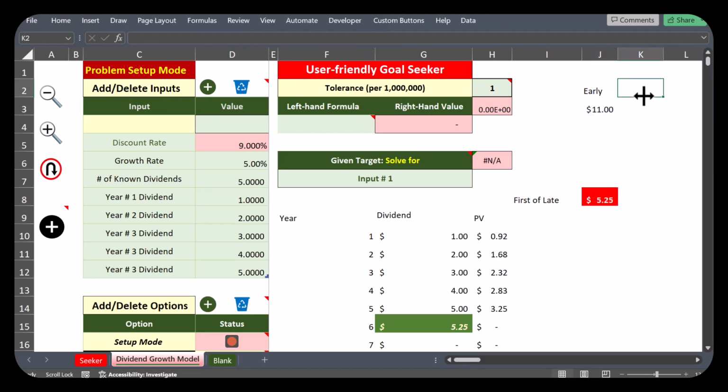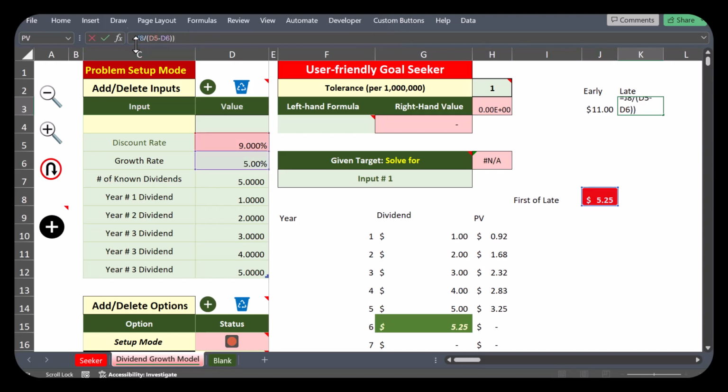And value of late. First, I'm going to calculate value as of the end of year 5, in this case, the first dividend of the late divided by discount rate minus the growth rate. So as of that period, it's 131, but I need to discount that for 5 years. So let's put a parenthesis around that.